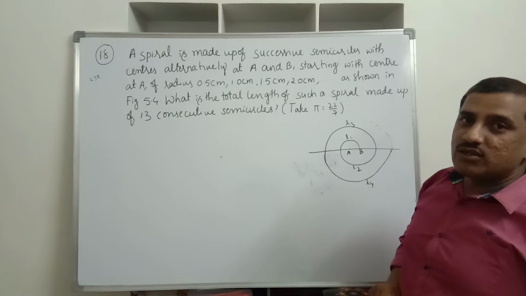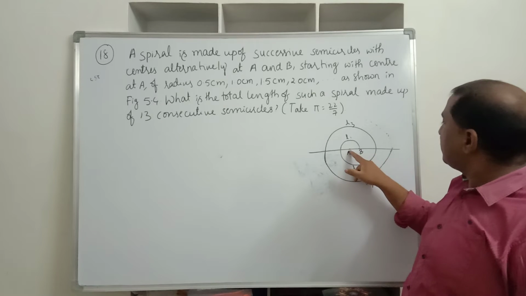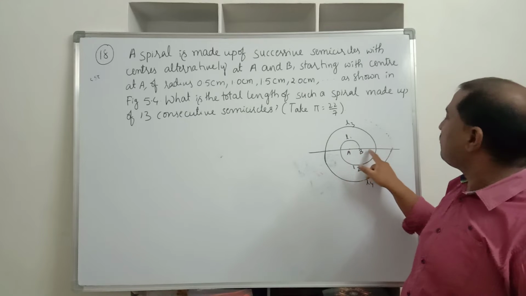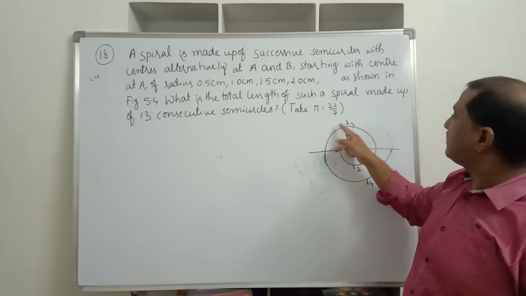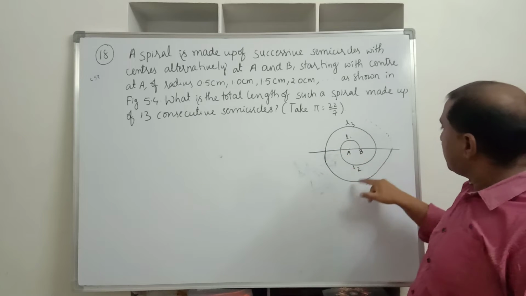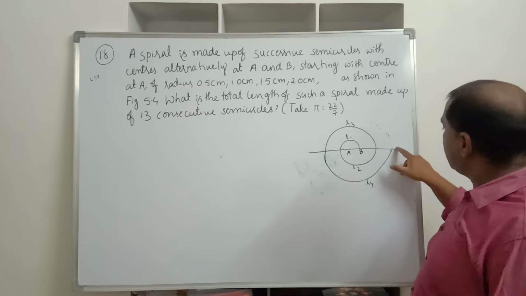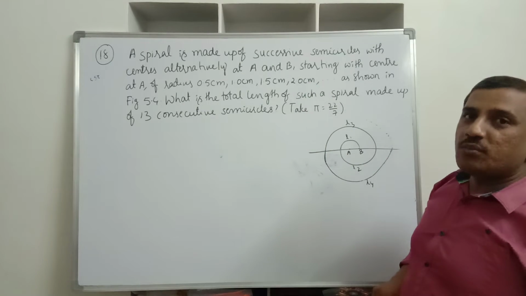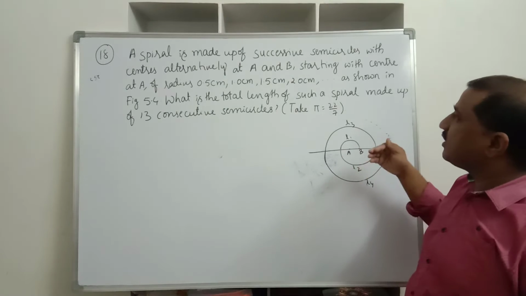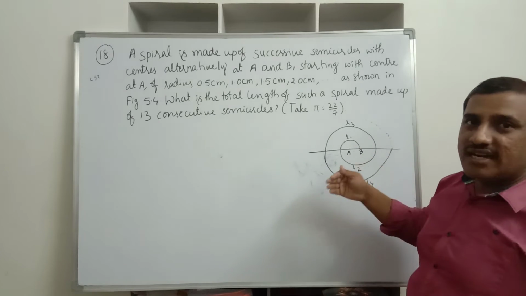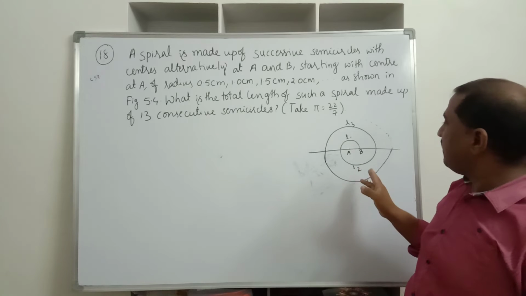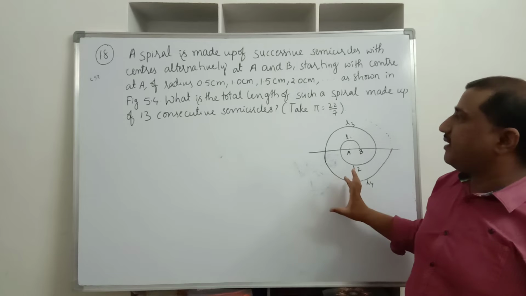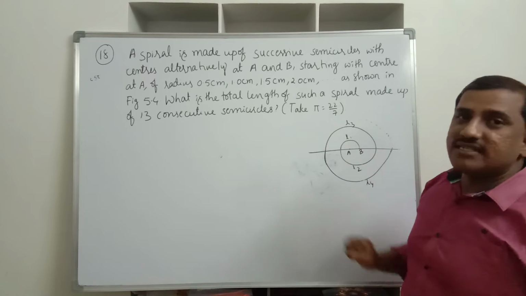The radius of the second semicircle is 1.0 centimeter. Then again A is the center for the third semicircle, with radius 1.5 centimeters, and its length is L3. Next, B is the center, its length is L4, the fourth semicircle, and its radius is 2.0 centimeters. The radius continuously increases; the difference between the radii of two consecutive semicircles is 0.5 centimeters. Like this, 13 semicircles are there.